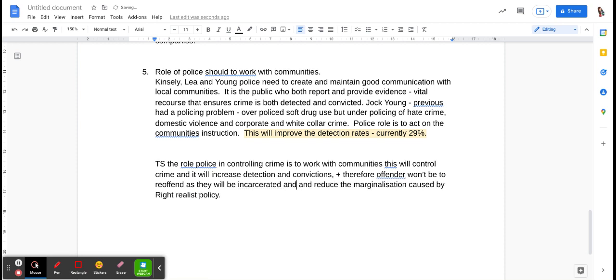As they will be incarcerated and unable to. This will also reduce the marginalisation felt as a result of new right policy. It's probably more of a conclusion, but I can't maybe resist. Evaluation. I think incarceration is an American term, but I didn't want to put in prison. But it sounded a bit more fancy with incarcerated.